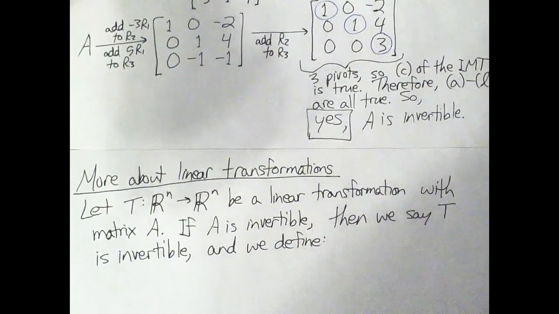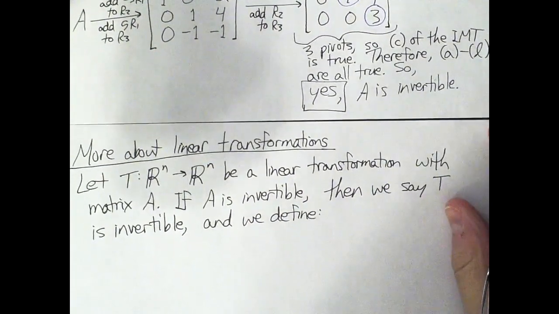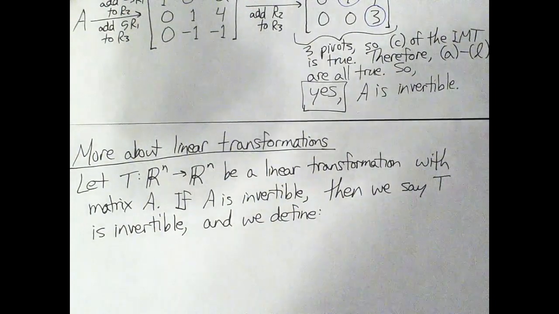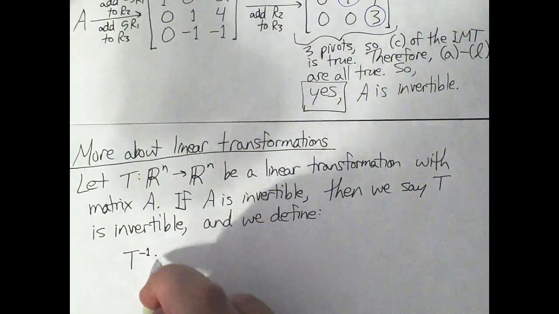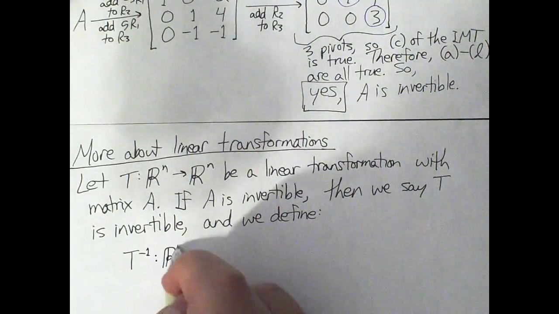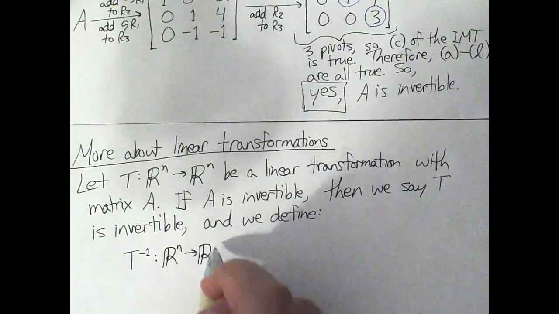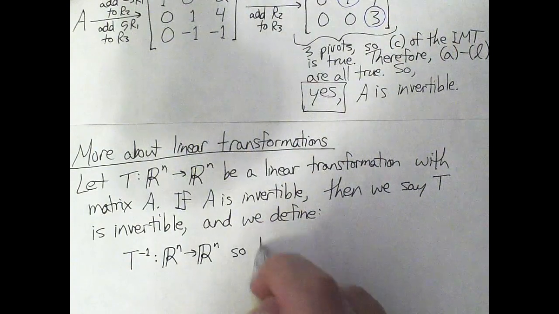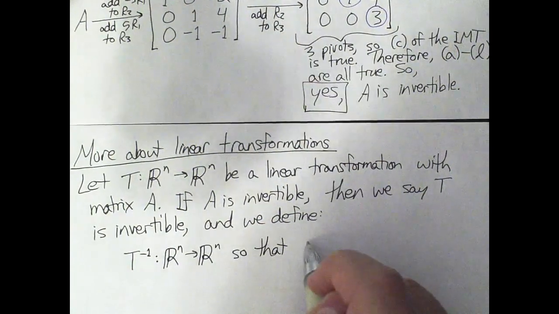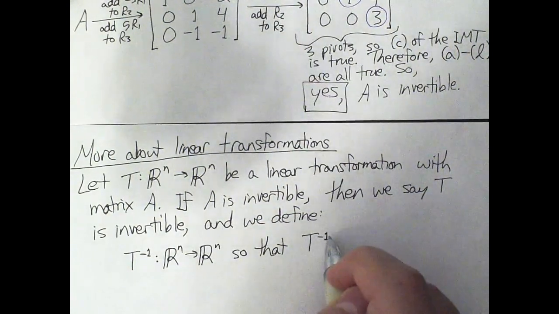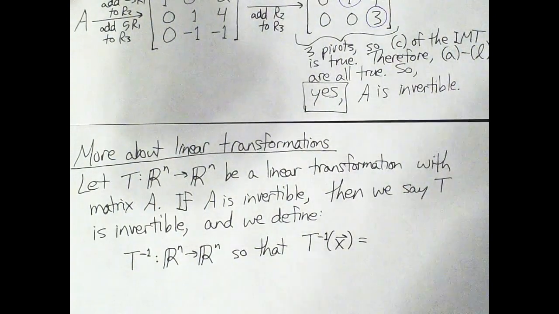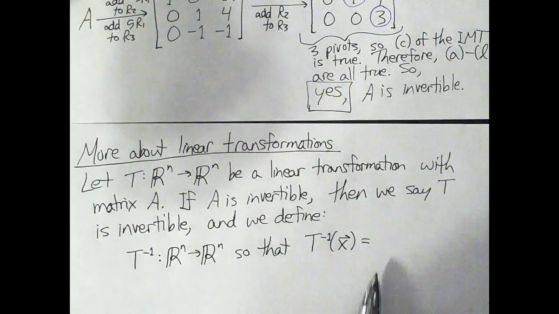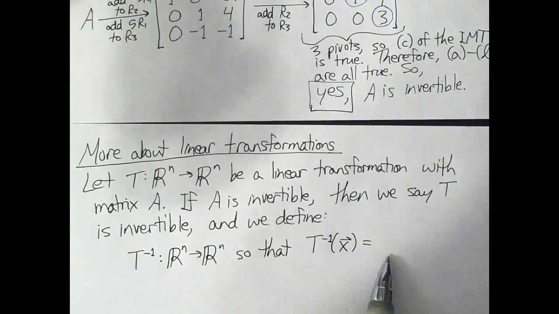How do you think we're going to define this inverse of T? Well, we're going to write it as T inverse. It's going to go from Rn to Rn. And it's going to be defined so that T inverse of anything that you put in is equal to... Take a moment and think about this. What do you think we're about to write here?